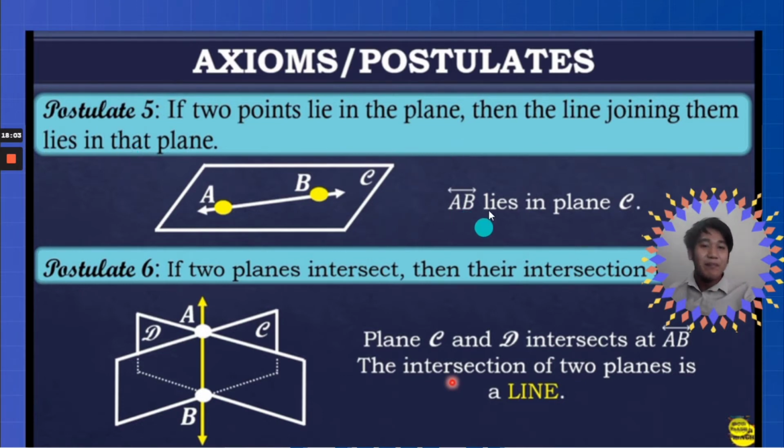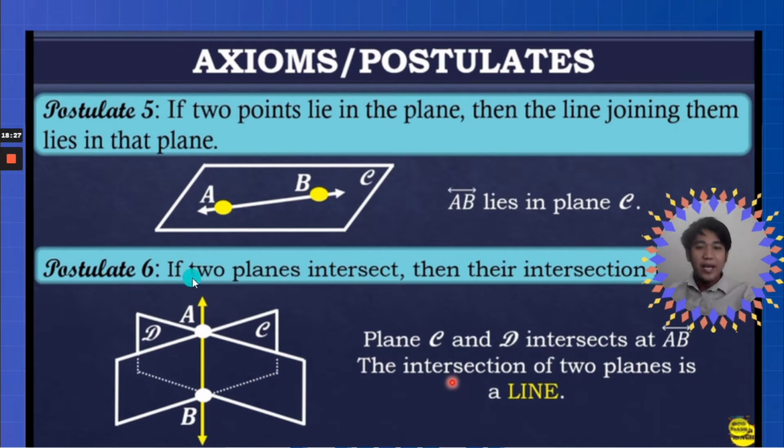This is how we write line AB in symbols: we have the line symbol above the letters A and B. Line AB, how do we read this? Line AB lies in plane C. That's postulate 5.